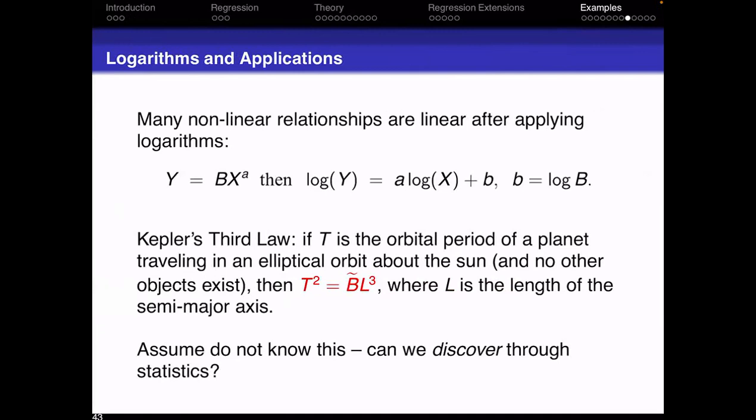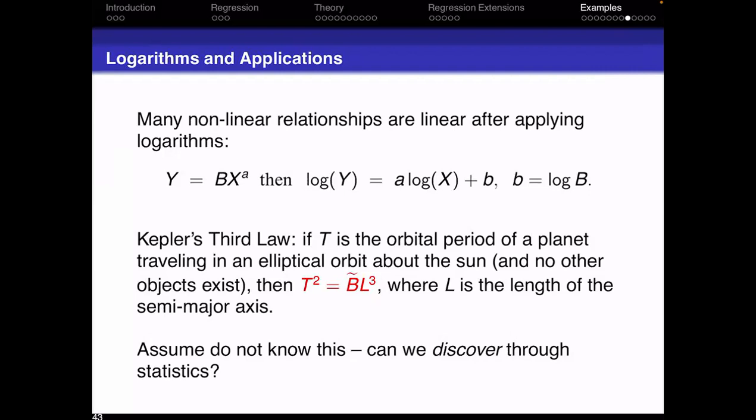The second is if you draw a line from the sun to your planet, then it sweeps out equal area in equal time. And the third is that the cube of the length of the semi-major axis of the orbit is proportional to the square of the orbital period. So T squared equals b tilde L cubed. As soon as you see me calling the constant b tilde, what should you be immediately thinking?